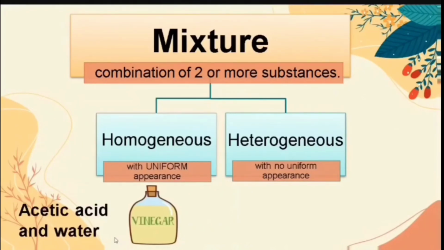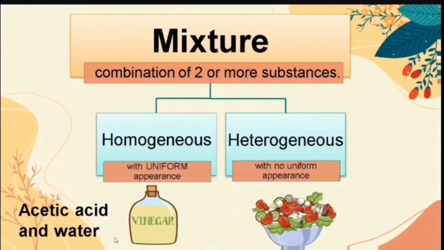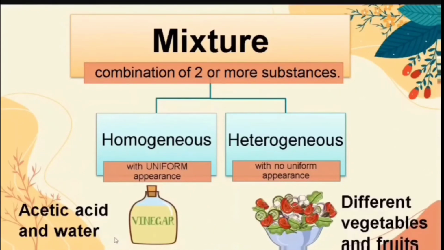Vinegar is a homogeneous mixture because, looking at it, we cannot see the components and it has uniform appearance all throughout. For heterogeneous mixtures, we have the salad. Salad is made from different vegetables and fruits. Salad is a heterogeneous mixture because we can still see the different components like cucumber, tomato, onion, lettuce, and many more.